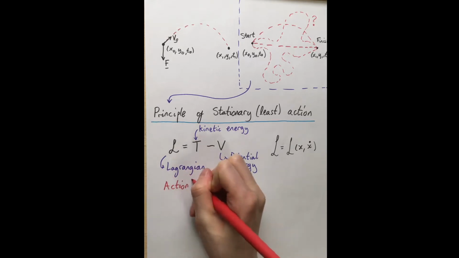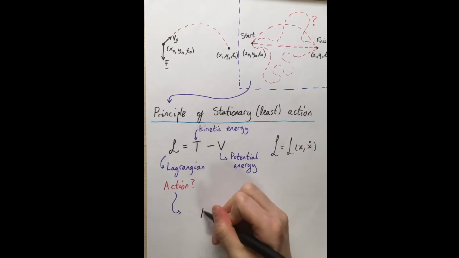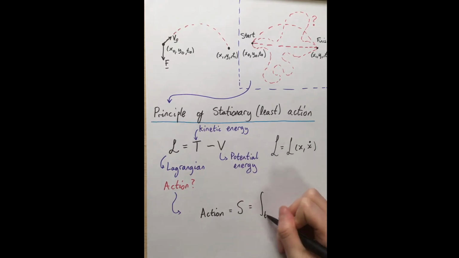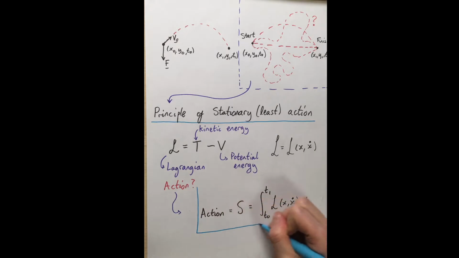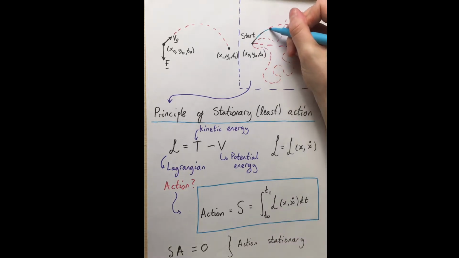Now, I mentioned this is the principle of stationary action, so let's define the action. The action, S, is the integral from one time t0 to a later time t1 of the Lagrangian over a trajectory with respect to time. The principle of stationary action tells us that when an infinitesimal change in the action is equal to 0, and so we say that the action is stationary or minimised, that is the trajectory that happens in nature.